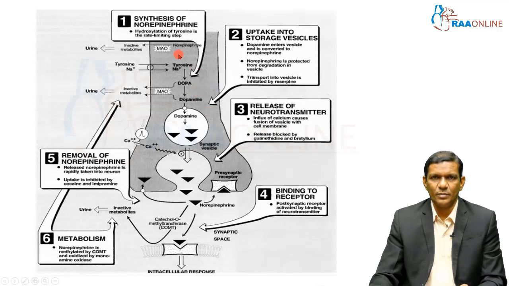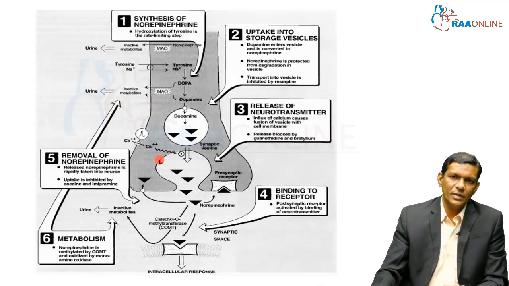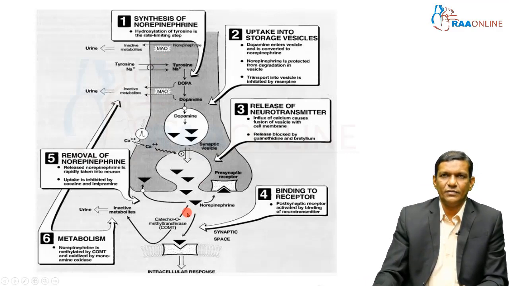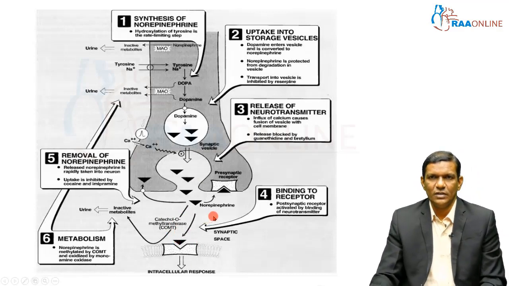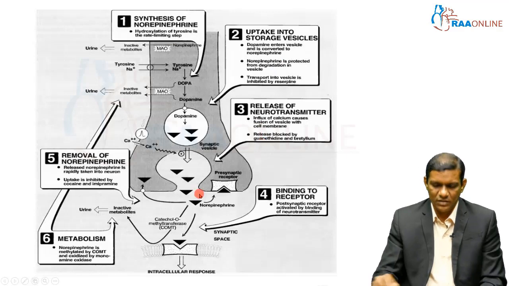How is this norepinephrine synthesized? Tyrosine, in the presence of dopa, forms dopamine, and dopamine is stored in the vesicles. Similarly, norepinephrine is synthesized from dopamine and finally stored in the vesicle. Once the stimulus comes through the presynaptic nerve terminal, the norepinephrine is released into the synaptic cleft and acts on the postsynaptic receptor, more commonly the alpha receptors. This is how the synthesis, storage and release of norepinephrine occurs in the sympathetic nerve ending.